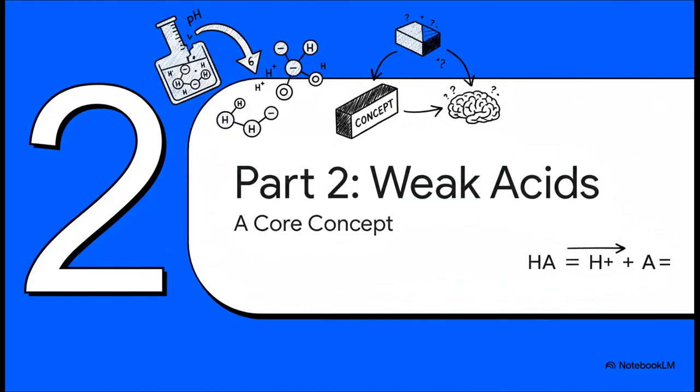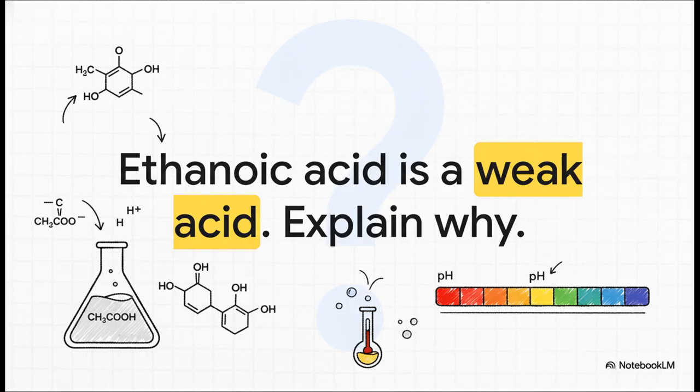You can see how the question is building now. We're stepping up from just remembering facts to actually explaining a really core concept. What does it really mean for an acid to be weak? So the question is simple. Explain why ethanoic acid is a weak acid.